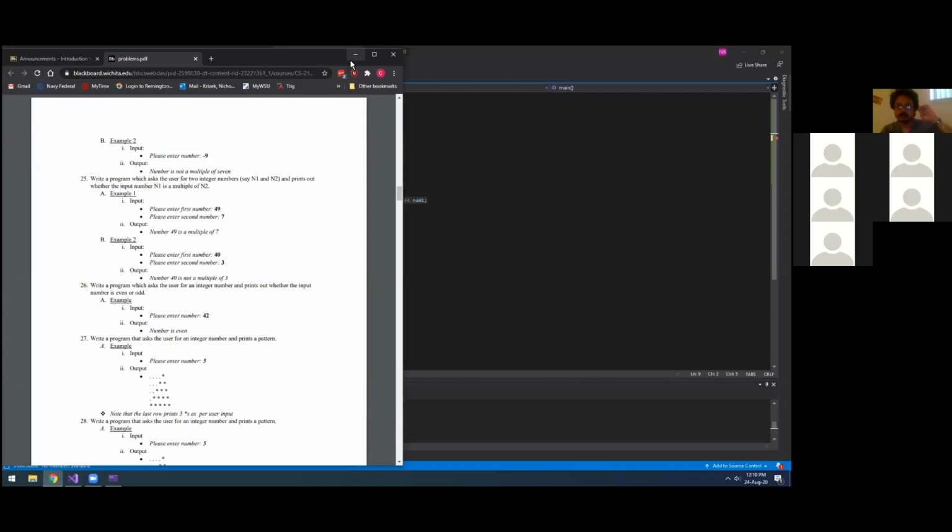The reason for that is the user gave 5. So we first print out 4 dots and 1 star. If the user gave the number 10, you would have printed 9 dots and 1 star initially. So it is user input dependent. It is not a hard coded output. It is a user dependent output of what is required.